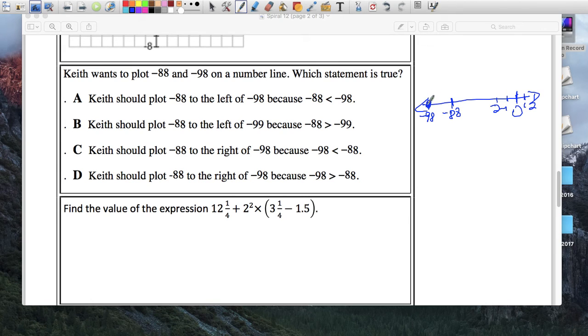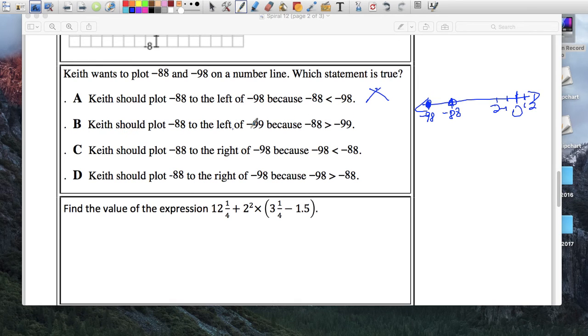Okay, just want to make it a little bigger. So what does the first statement say? Keith should plot negative 98 to the left of negative 88. No, negative 88 is going to be to the right. So anything that says to the left, out.